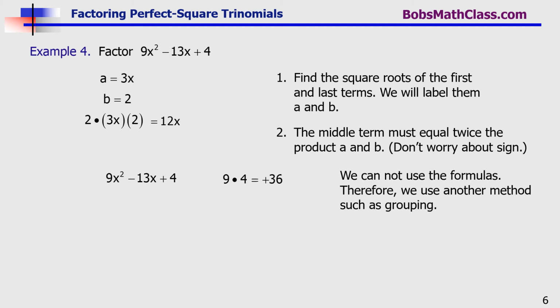That's 36. And then to list all the factors. So what are all the factors of 36? Here they are. 1 times 36, 2 times 18, 3 times 12, 4 times 9, and 6 times 6. Since the last sign is positive, we want to look for the pair that adds to be the middle number. Which of those pairs will add to be 13? Right, the 4 and 9.